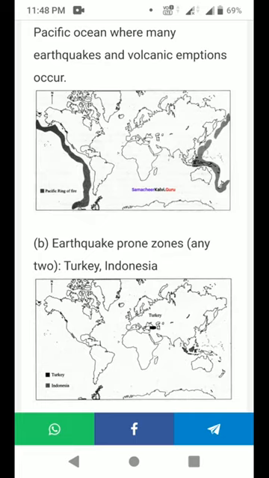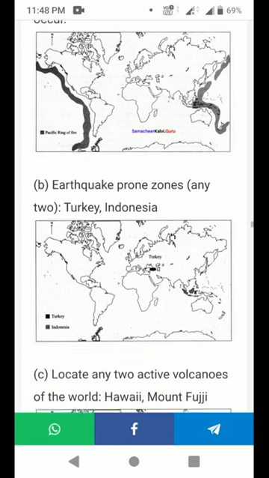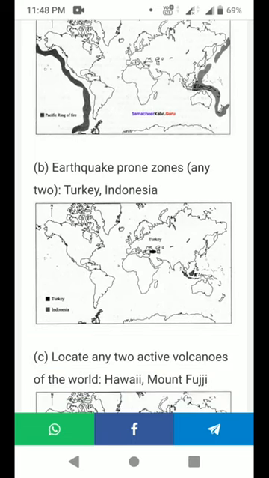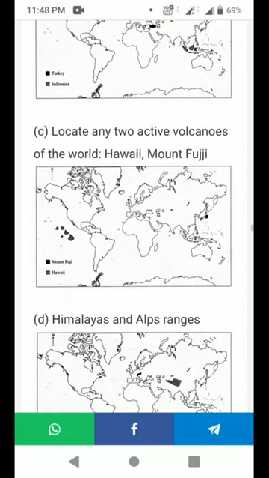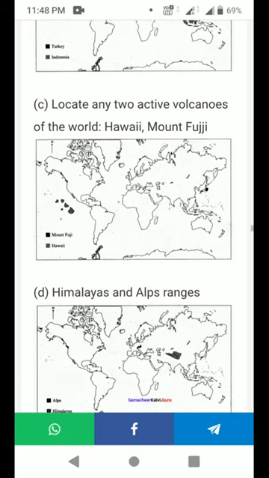Next, earthquake prone zone area. Mention any two places, as they may ask a question like that. Which two places can you mark? Turkey and Indonesia. Here earthquakes often occur. Next one, active volcanoes in the world, that is Hawaii and Mount Fuji. Can you understand where you want to mark this? Hawaii and Mount Fuji, the dark portions, only these two places.